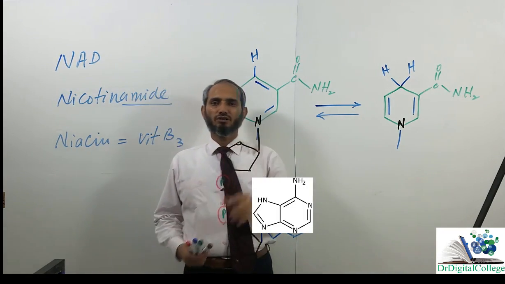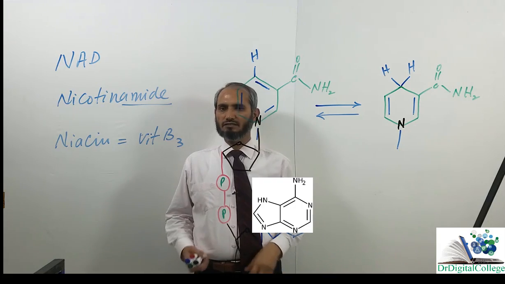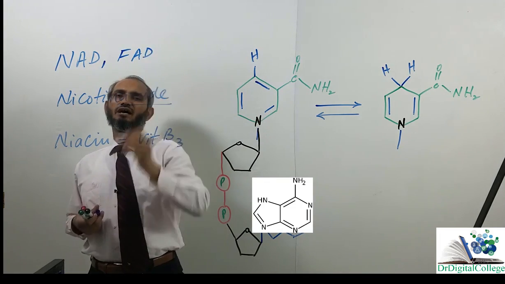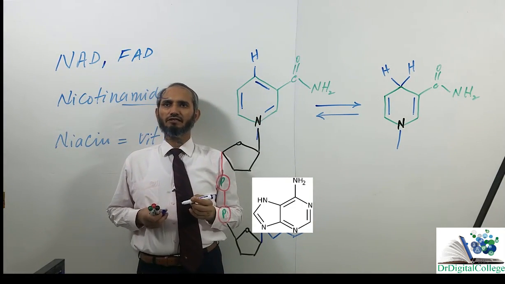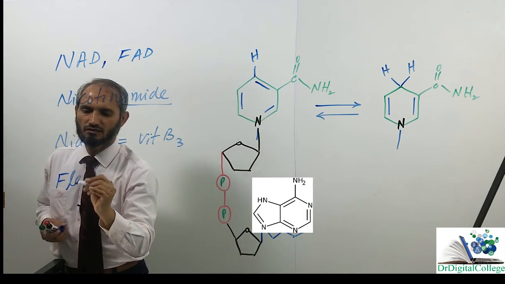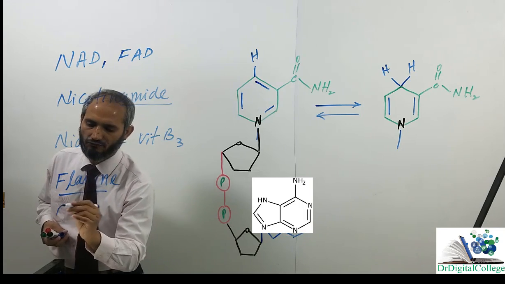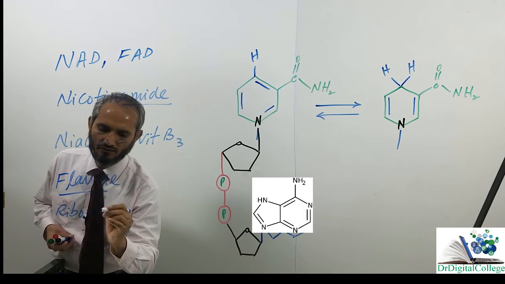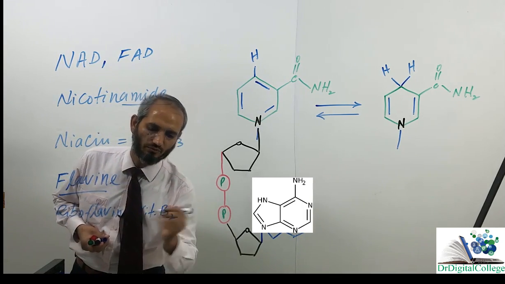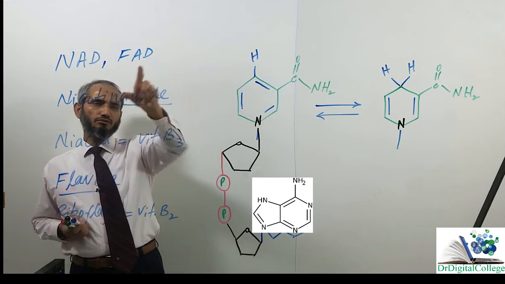Overall, NAD is not an enzyme. This is a coenzyme acting as the prosthetic group of dehydrogenase. Okay. If it is so, then what is this FAD? I told you that FAD stands for flavin adenine dinucleotide, and flavin is, in this case, the main part. This flavin is the derivative of riboflavin, and riboflavin is vitamin B2. Okay. And with it a nucleotide is attached.